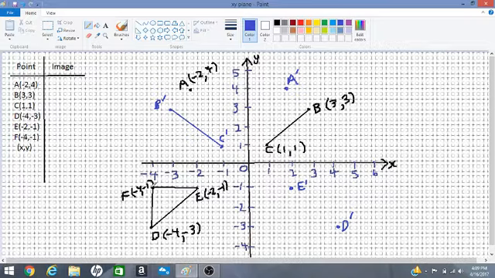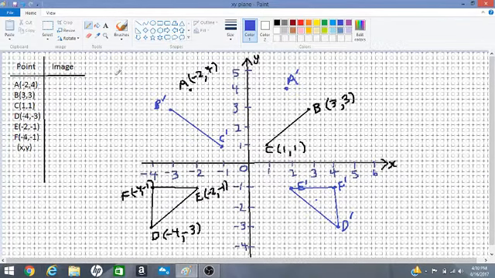Let's do F. Over here, -4, -1. We have it at +4, -1. F prime. Let's connect our points with straight line segments. So that's what we have. We have reflected all our objects on the y-axis.